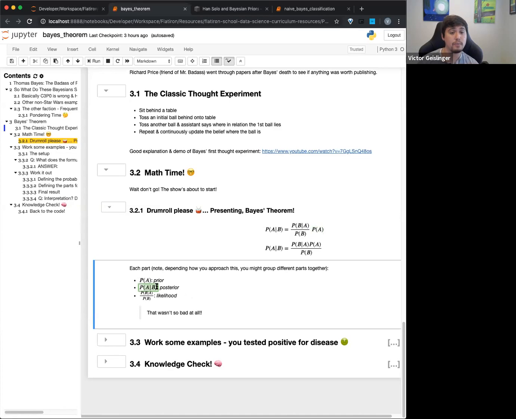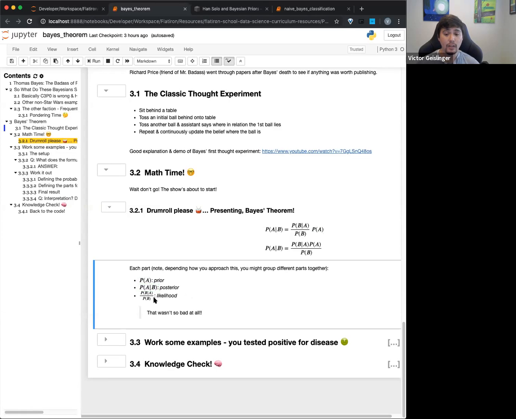P(A|B), the probability of A given B, is our posterior. That's what we want to know. We want to say, what is the probability of actually doing this? So, for example, going back to our Han Solo scenario, what's the probability of Han Solo surviving given that so many people died in the asteroid field?